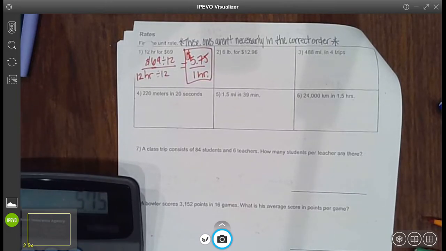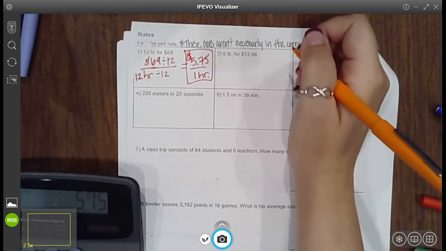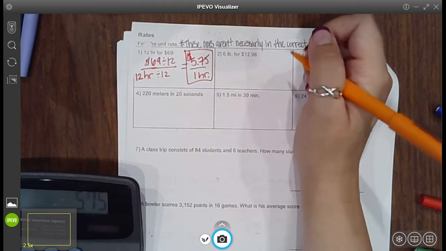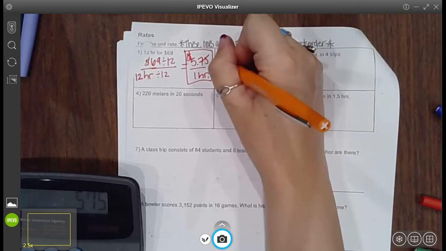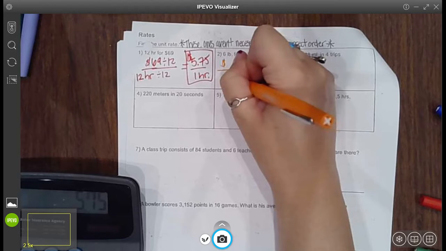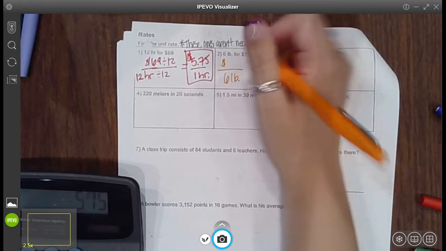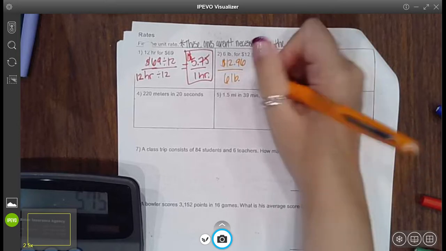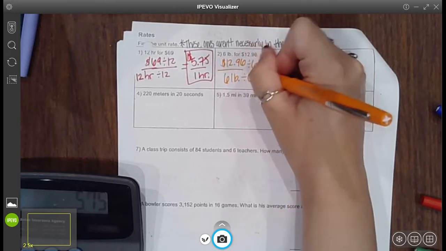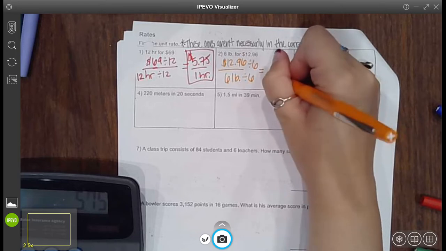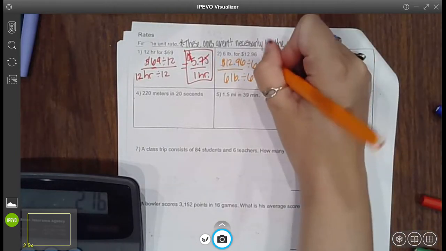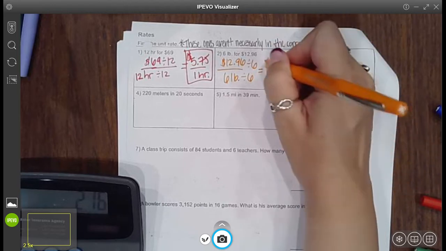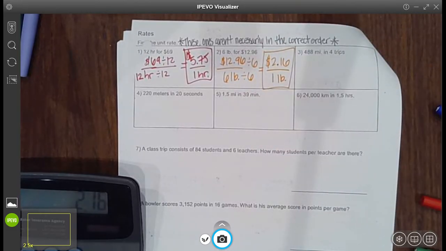Okay, my next one says 6 pounds for $12.96. Well, normally it's how much it costs per pound. That's what you'd want it to be. So let's put the money on top and the pounds on the bottom. So 6 pounds cost me $12.96. To find the unit rate, I'm going to divide them both by 6. 6 divided by 6 is 1. And 12.96 divided by 6 is exactly $2.16. So it's $2.16 a pound.